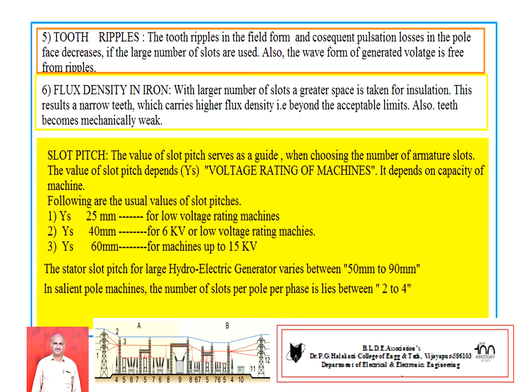If slot pitch is 25 mm, then this should be used for low voltage rating machines. Similarly, for 6 kV or less than 6 kV, 40 mm slot pitch. Machines up to 15 kV, slot pitch 60 mm. Hence you can see how it goes on pairing. The stator slot pitch for large hydroelectric generators varies from 50 mm to 90 mm. In salient pole machines, the number of slots per pole per phase also varies from 2 to 4.